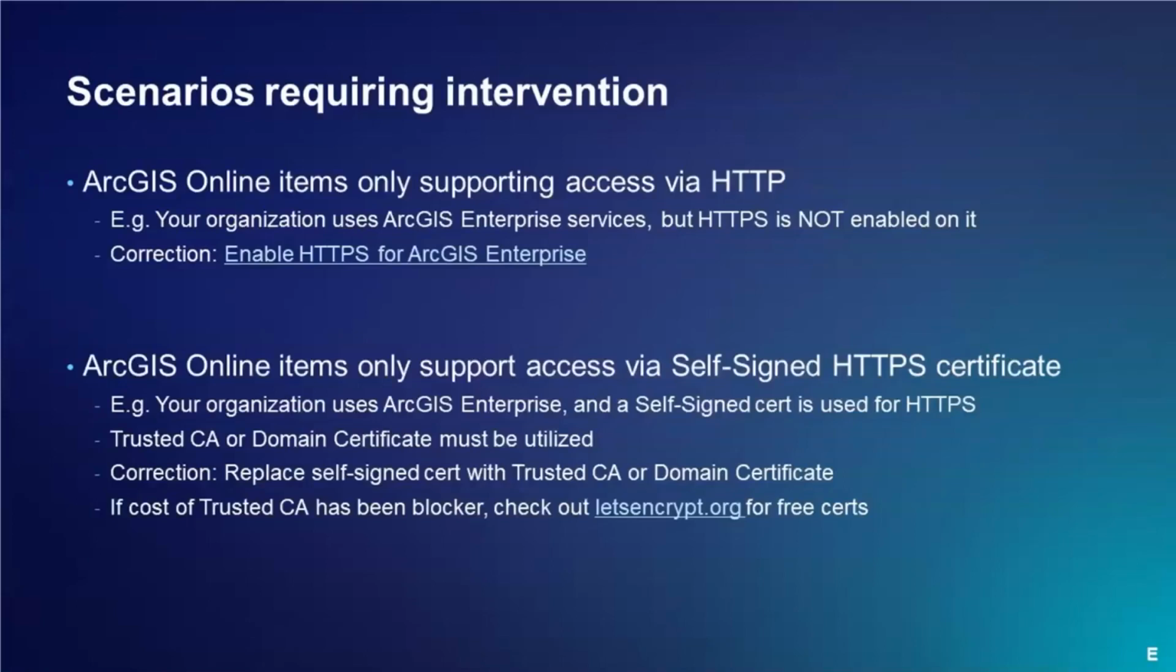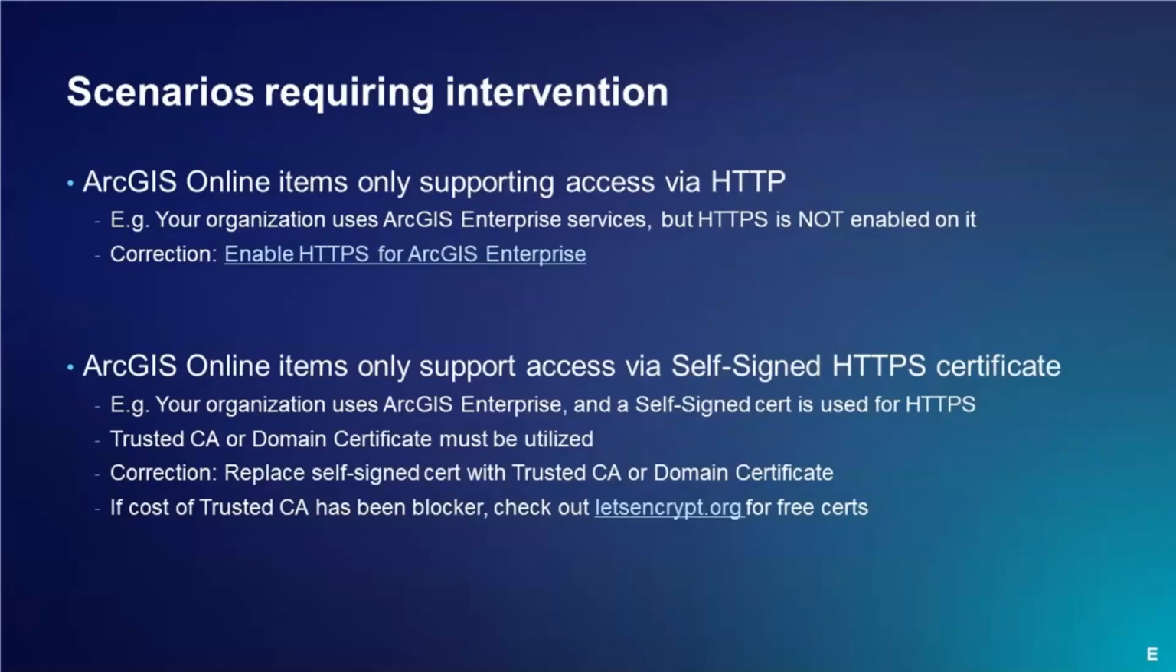First is ArcGIS Online items only supporting access via HTTP. And these are one of the biggest items to investigate. For instance, you may have or are using older ArcGIS Enterprise services that are only using HTTP and not HTTPS. If it's your server, then use the link to enable HTTPS for ArcGIS Enterprise. If it's a content provider, you should share this information with them as well. This could also come up if you're using older OGC servers that only support HTTP.